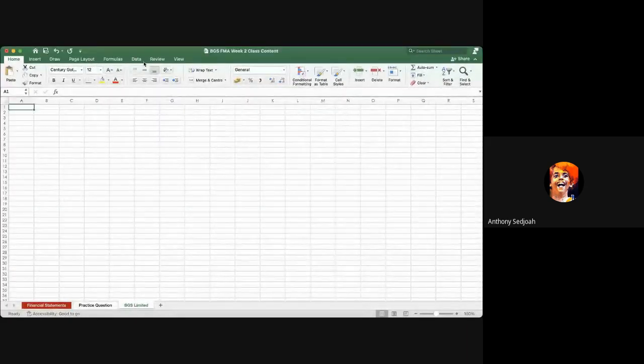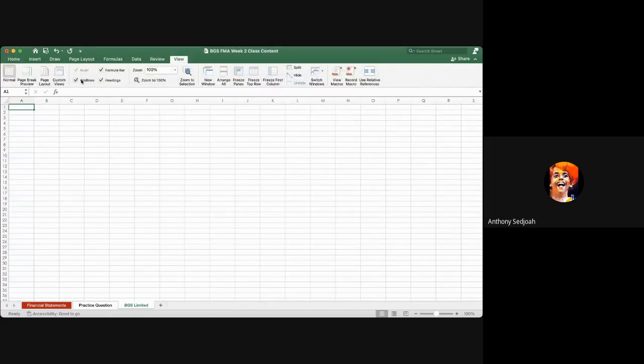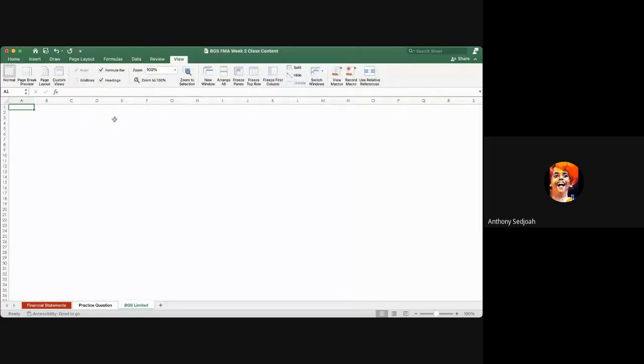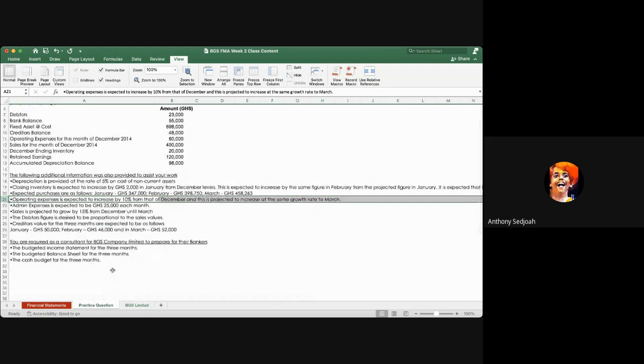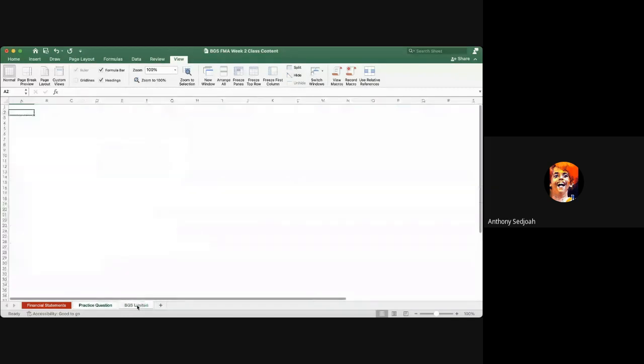So what I usually do before I start is to hide my grid lines. I'll go to the View tab and then uncheck the grid lines checkbox. And so we are going to start with the income statement, which is the profit or loss account. Let's see what the question stated. The question said income statement, so we're also going to call it the income statement.